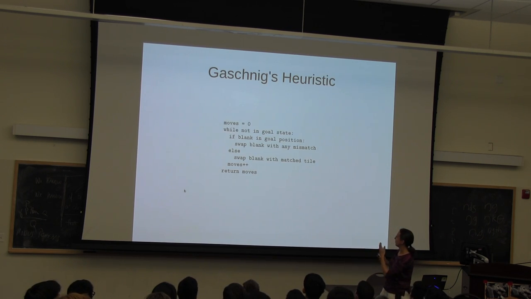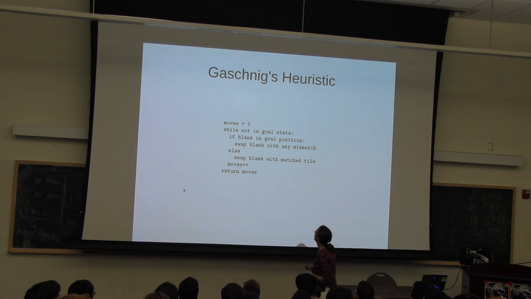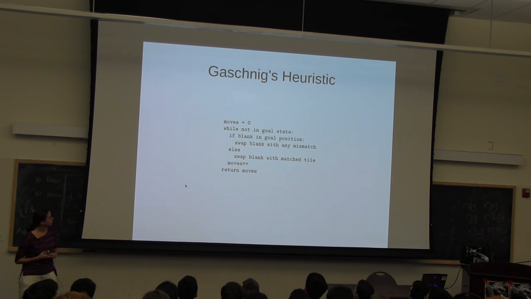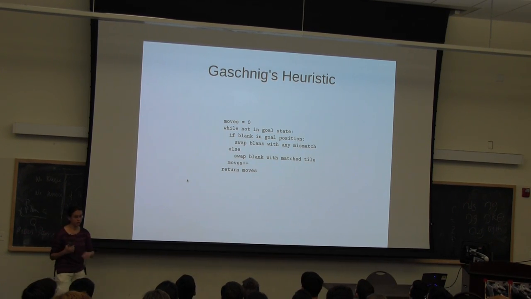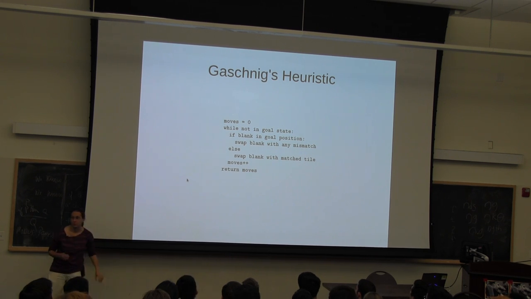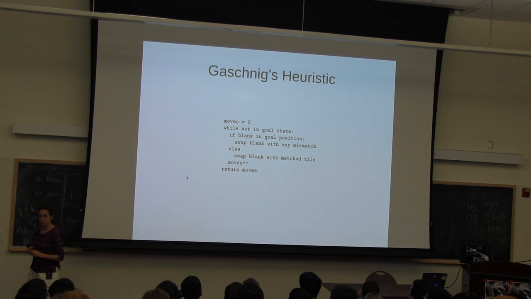There's an algorithm. This is from the internet, but this is sort of a pseudocode of this. So for everything that isn't in the goal position, swap the blank around. If the blank is in the goal position, then put the right thing in that position. Otherwise, swap the blank with the matching tile. So you're kind of swapping through. Does that make sense?